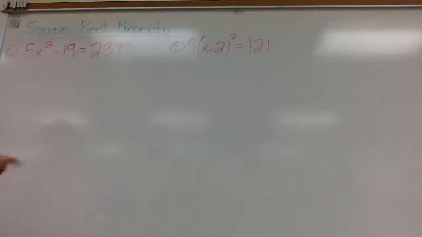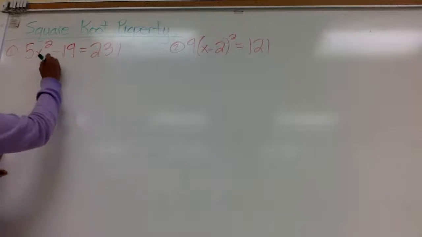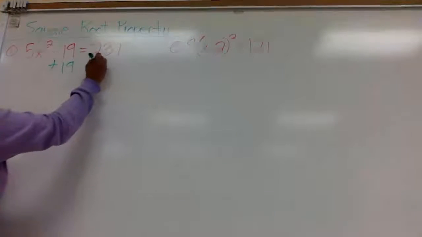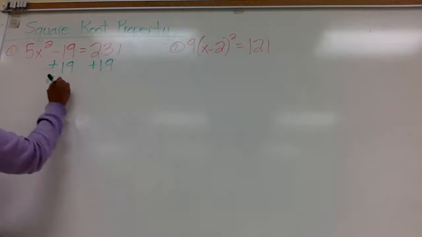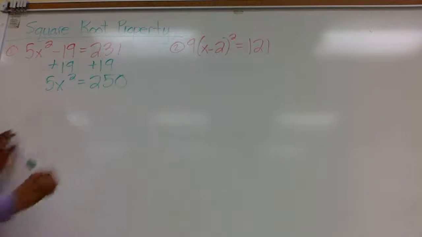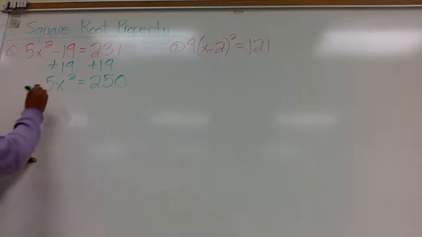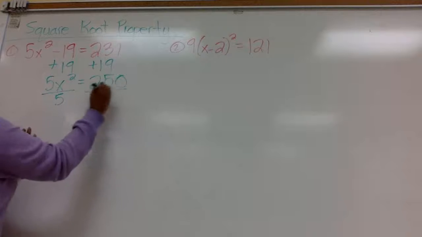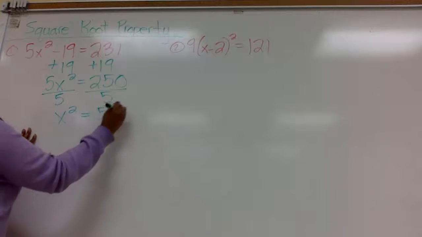So let's get started. We're trying to get the x by itself, so the opposite of a minus 19 is to add 19 to both sides. So we're going to add 19 here, add 19 here. This is going to give me 5x squared equals 250. Nothing new, we're still solving the equation. The opposite of multiplying by 5 is to divide both sides by 5. So this gives me x squared equals 50.